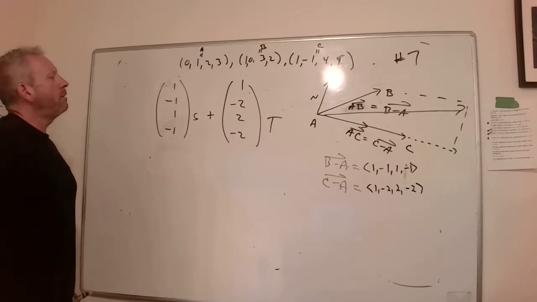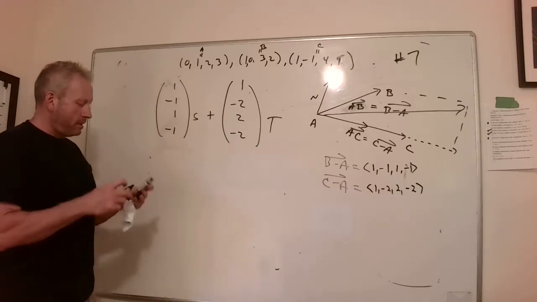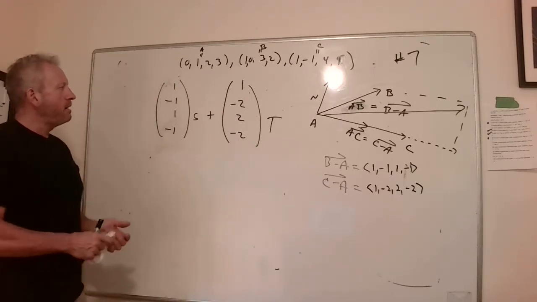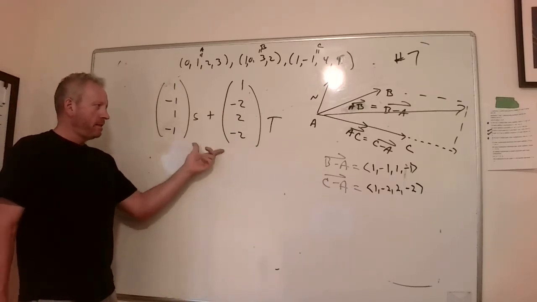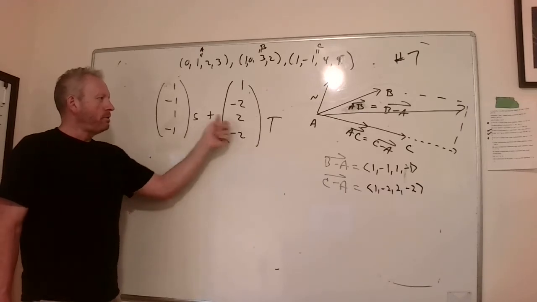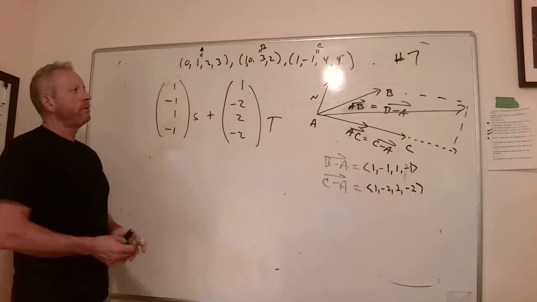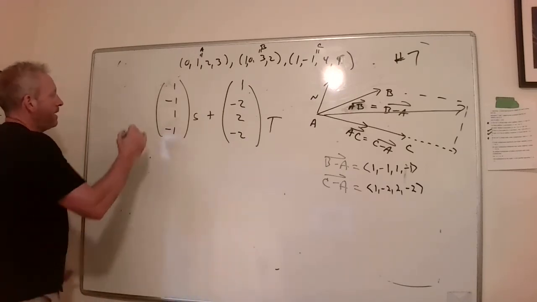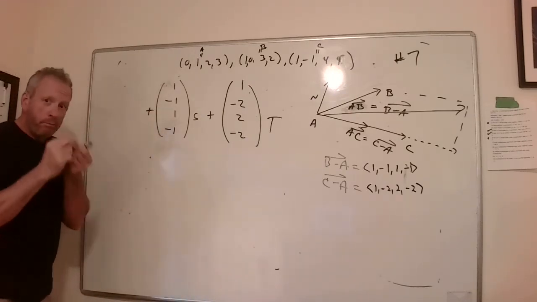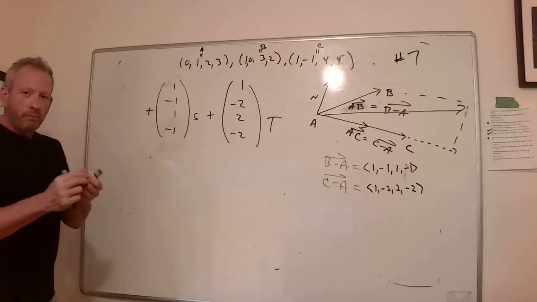but we do have to be careful here because look at this. As I've left it like this, if you choose S and T to be 0, this would always go through the origin. Now, this may not go through the origin. What we need to do is add on a particular point, which we know is in the plane.